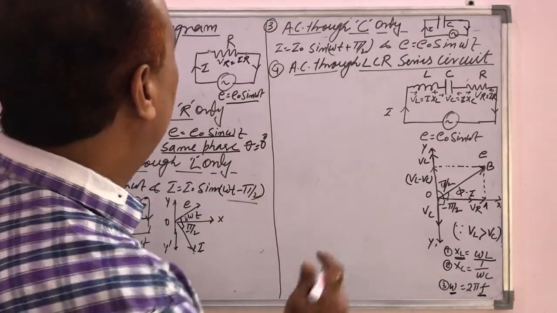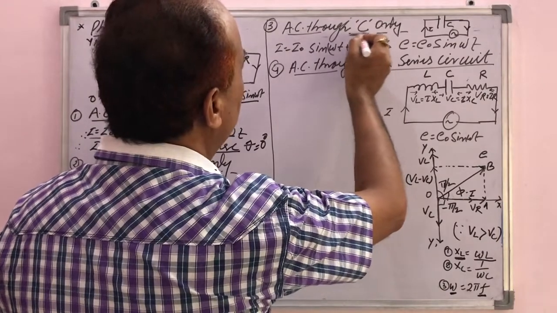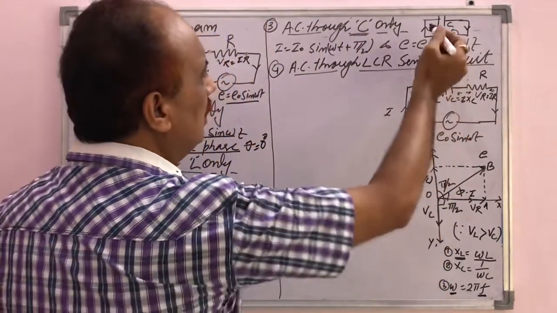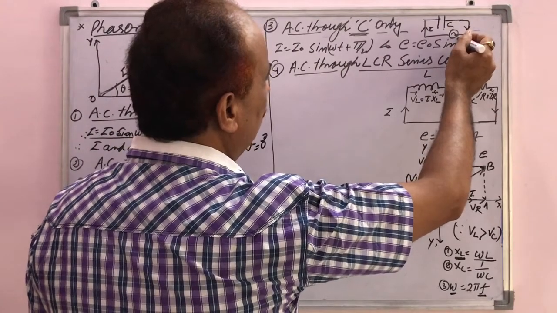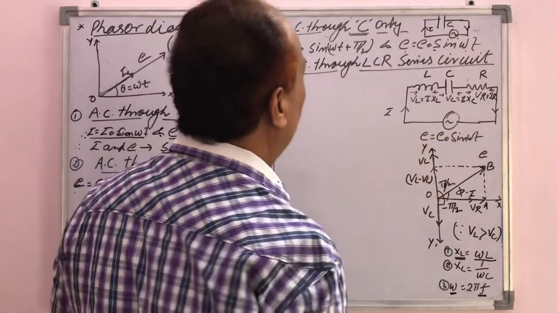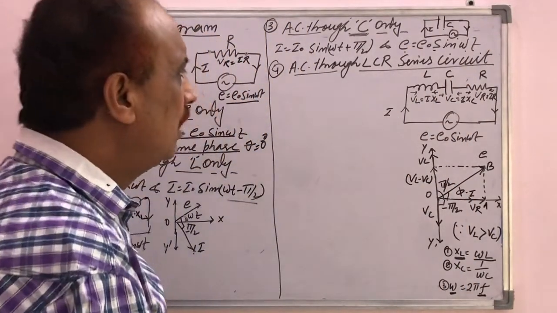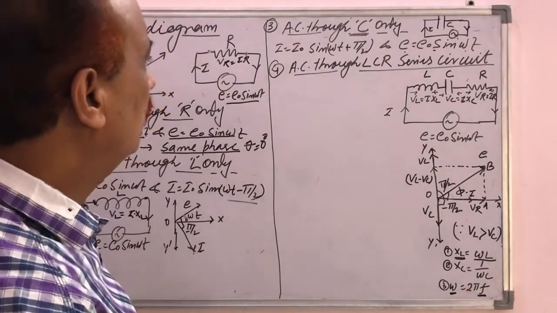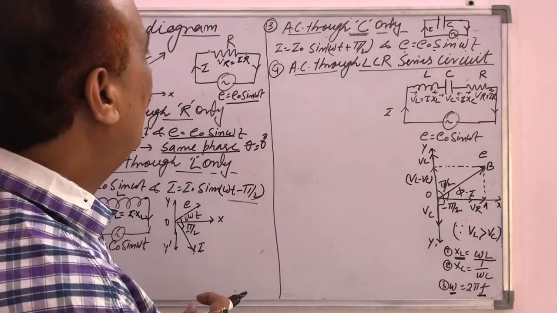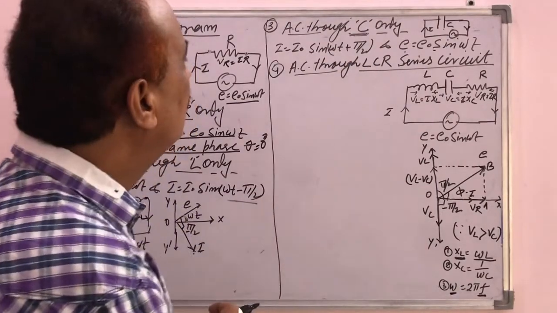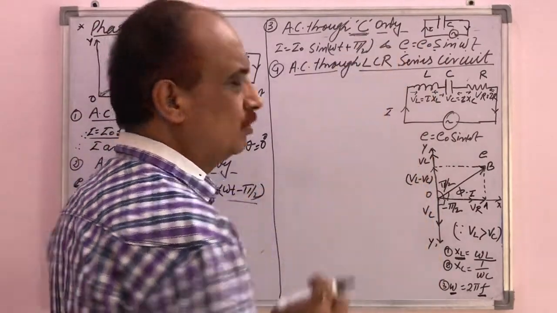Next is when AC flows through a capacitor only. C is the capacitance of that capacitor. So here is a capacitor of capacitance C connected with the alternating EMF source E equal to E naught sin omega t. When current I is flowing in that capacitor, and we see the angle between I and E, the current leads the EMF by phase angle pi by 2.